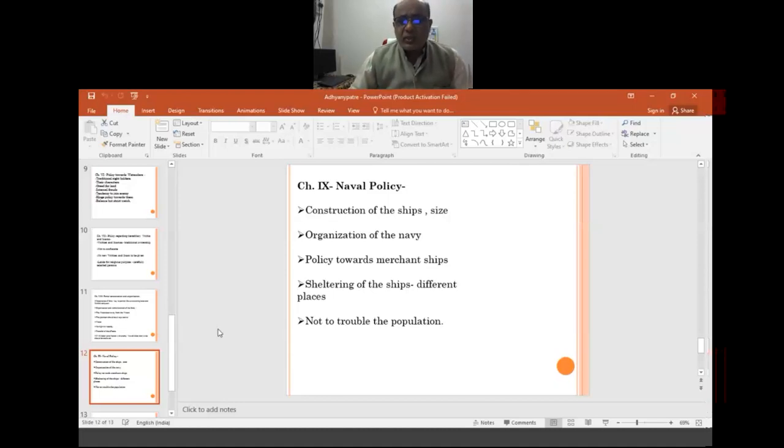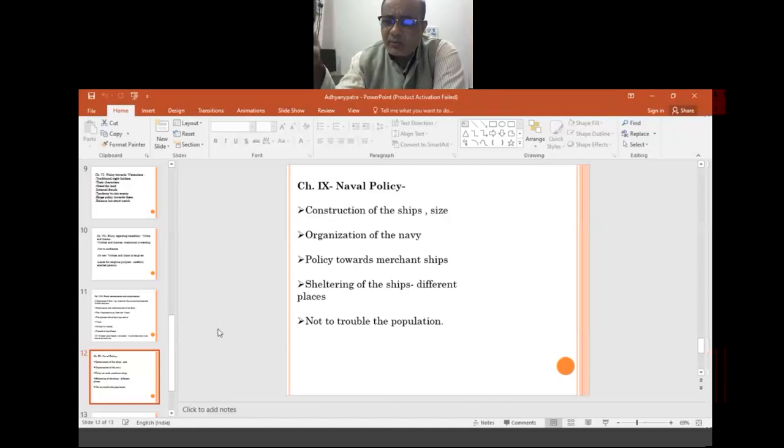But nobody should be allowed to enter the area of your influence in the sea without paying the taxes. Similarly, during the season of monsoon, when the sea is troublesome, the naval fleet cannot venture into the sea. In those cases, it has to be sheltered in the coastal area. Sheltering is to be done at different places, and it serves two purposes.